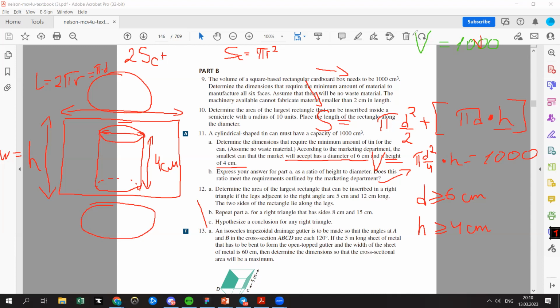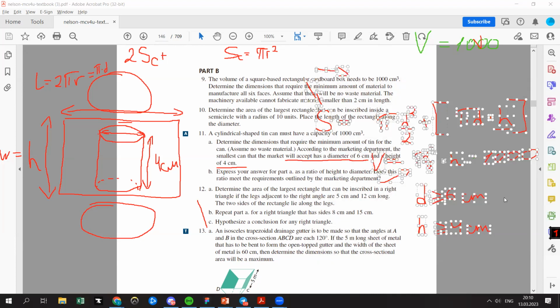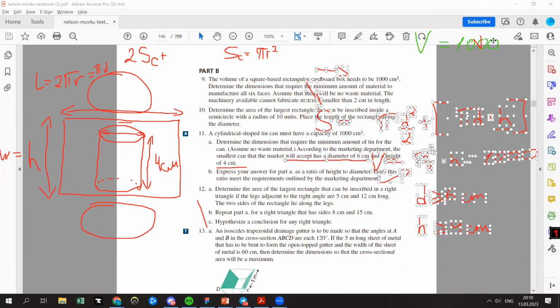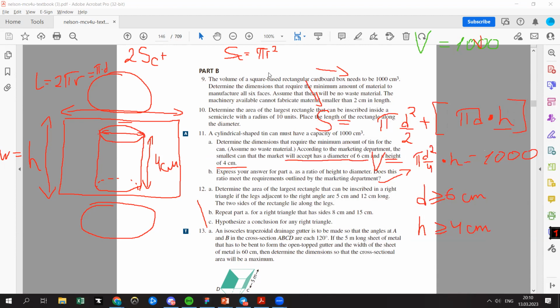Please copy this into your textbook. Let me change the color. Maybe it would be better. I don't know. Hoda, you got it? Yeah, thank you.